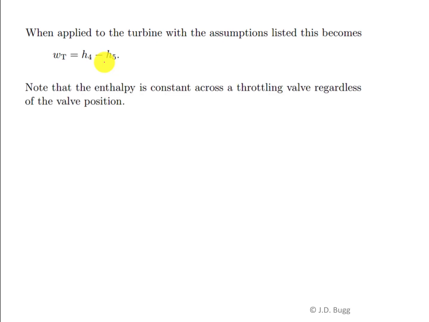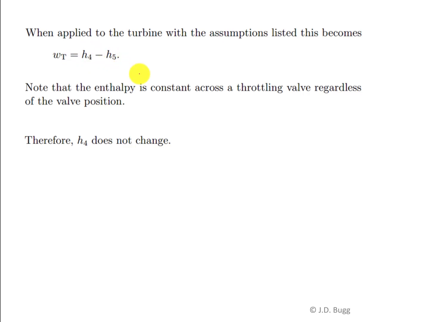Now, the enthalpy change across the throttling valve is 0 regardless of the valve's position. So when the valve is completely open, h3 equals h4, and when the valve is partially closed, h3 equals h4. So that means that between the two conditions described in this problem, before and after the valve is adjusted, h4 does not change. So the h4 in this equation is going to stay constant. There's no change in h4. The change we're going to see is in h5. So it's a change of the exit conditions that changes the turbine work, not a change in the inlet conditions.